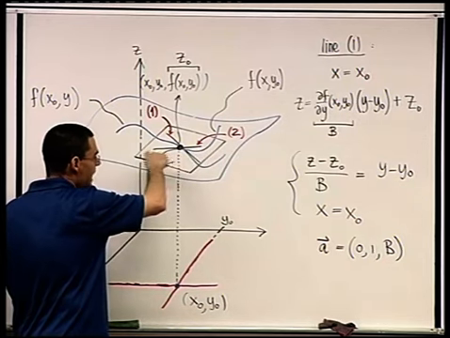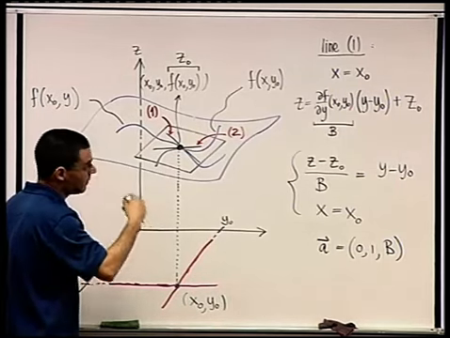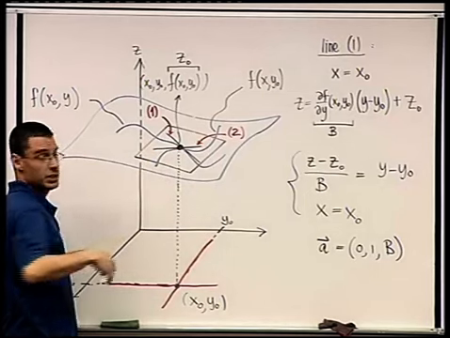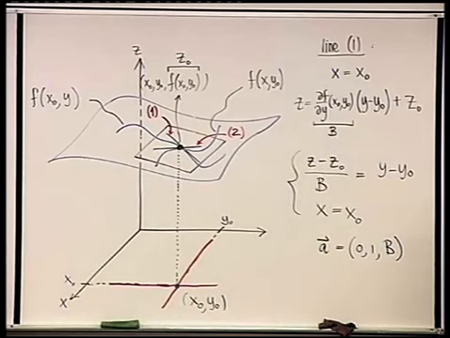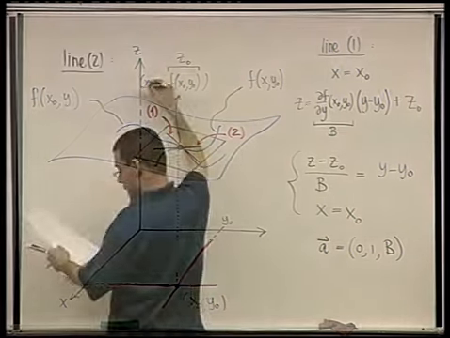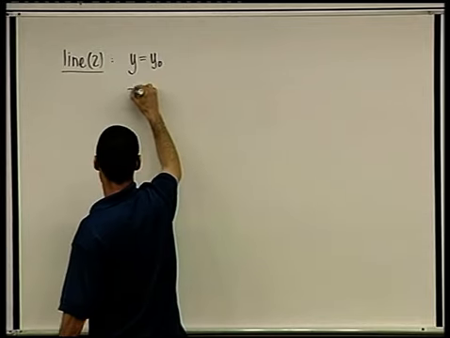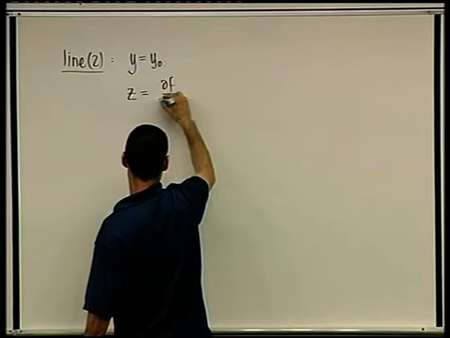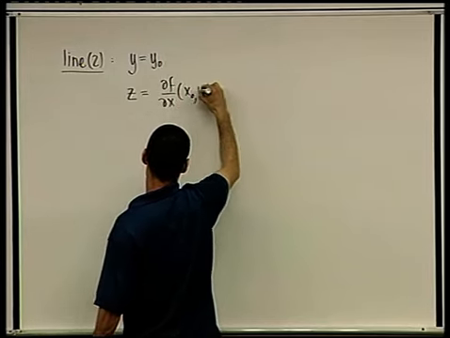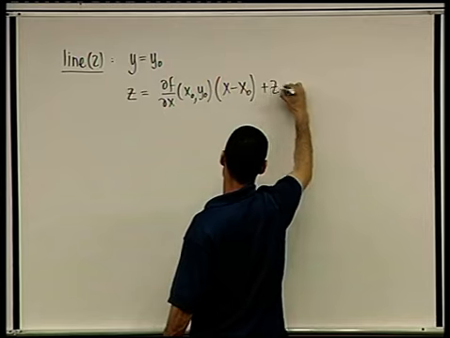Similarly, I could do the exact same analysis for this second line. I'm going to write it a bit more quickly. I'm not going to go through the entire discussion again because it's completely analogous. So let me just write it. Line 2 is given by, this time y is fixed, y is y0, and z is given by df/dx at the point x0, y0 times x minus x0 plus z0.